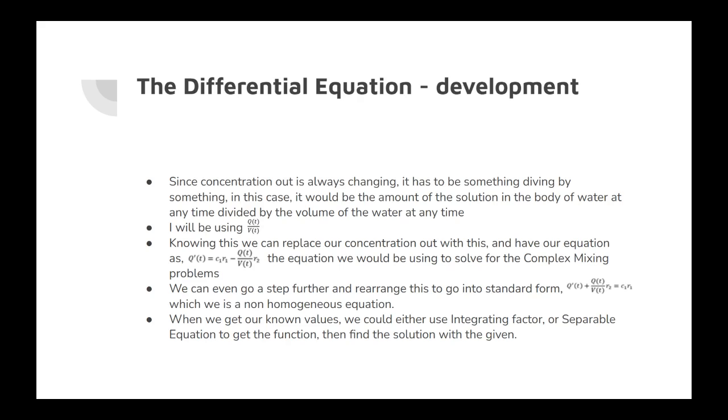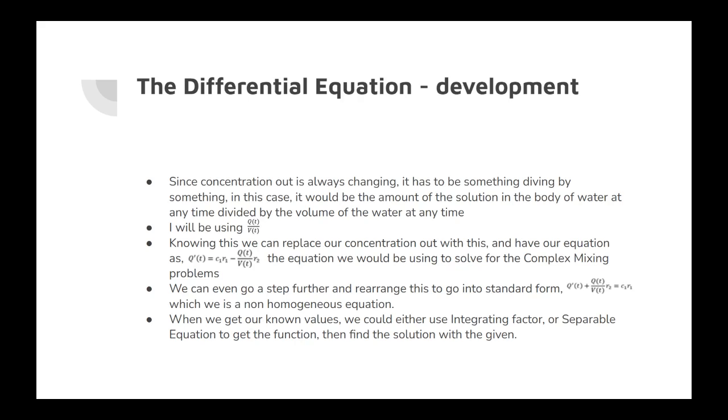Knowing this, we can replace our concentration C2 out with that expression. So it'll be dQ over dt equals C1 R1 minus Q(t) over V(t) times R2. We rearrange this to make it standard form, which is Q prime of t, or dQ over dt, plus Q(t) over V(t) times R2 equals C1 R1, which is, as we know, a non-homogeneous equation.